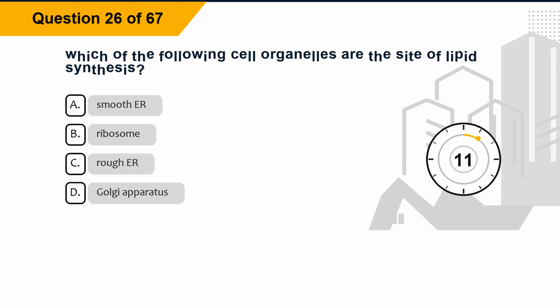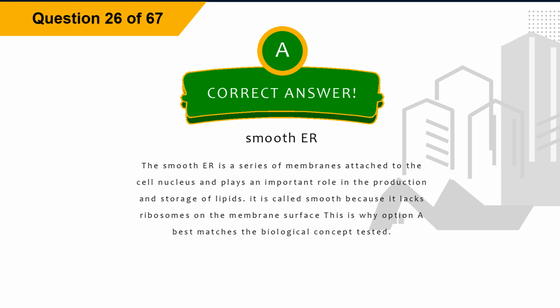Question 26. Which of the following cell organelles are the site of lipid synthesis? Option A, smooth ER. Option B, ribosome. Option C, rough ER. Option D, Golgi apparatus. The correct answer is option A, smooth ER.